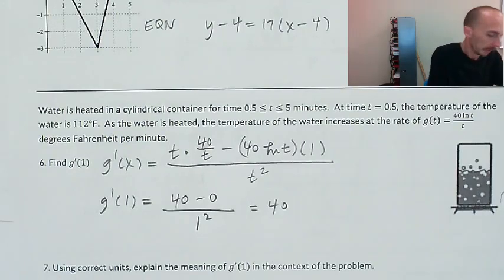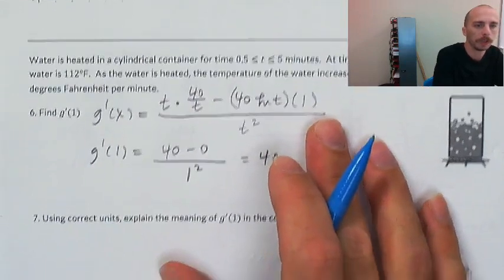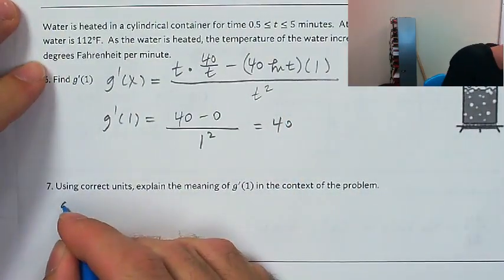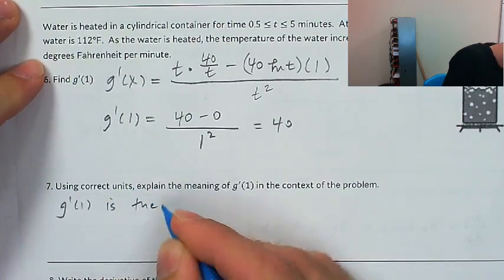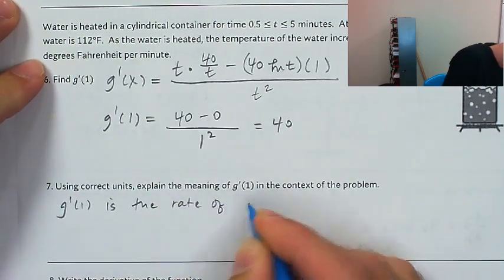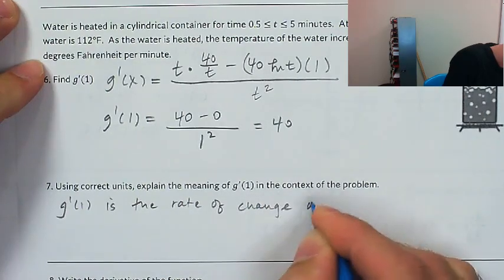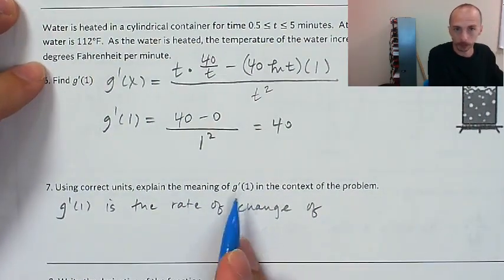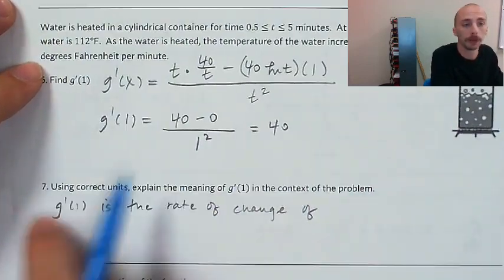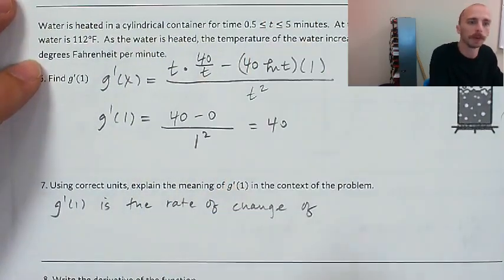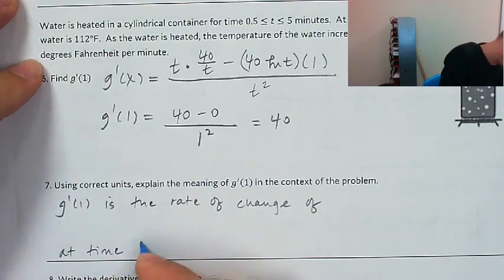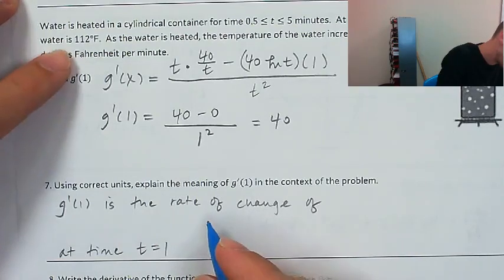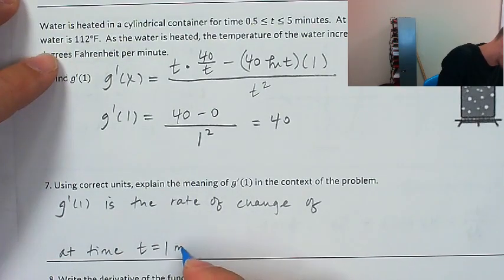Okay. And then using correct units, we're going to explain the meaning of g prime of 1 in the context of the problem. All right, so g prime is going to be the rate of change of something, right, because it's the derivative. Rate of change of, and then I'm going to insert language for g that I get from the statement of the question, and I'm going to say at time t equals 1 minute, I think. Yeah, minutes.